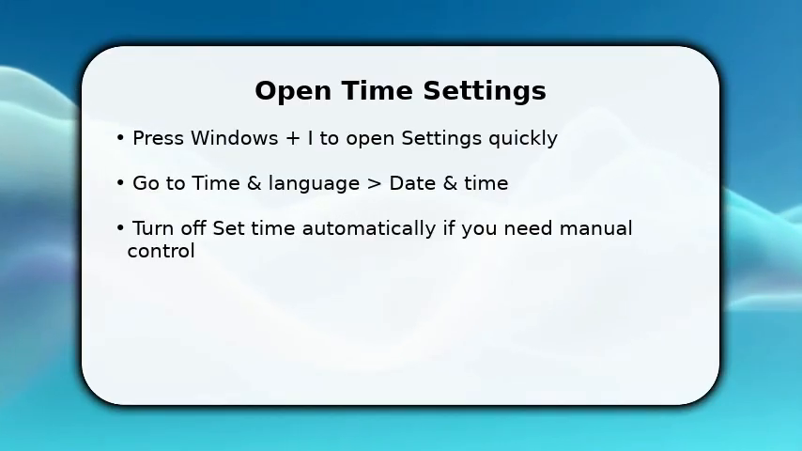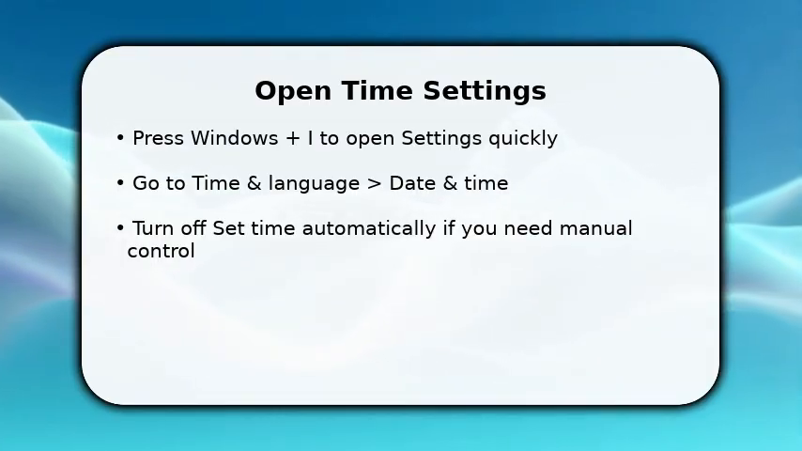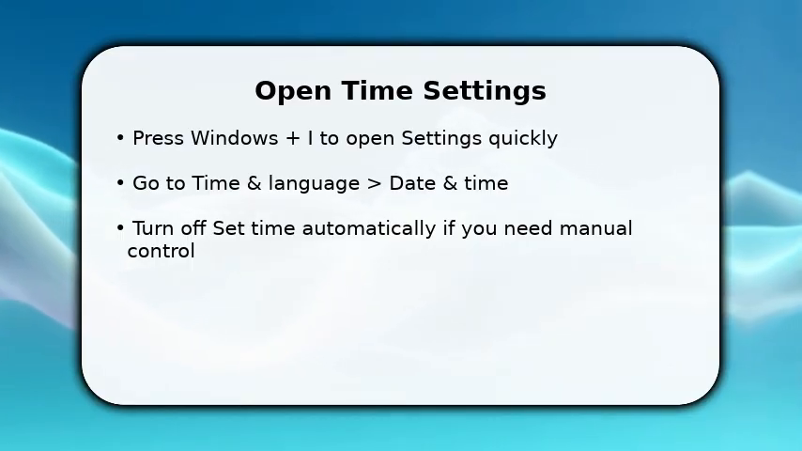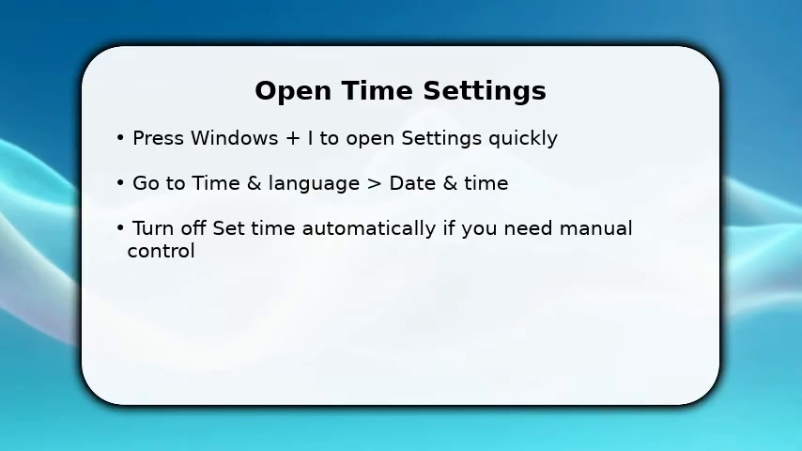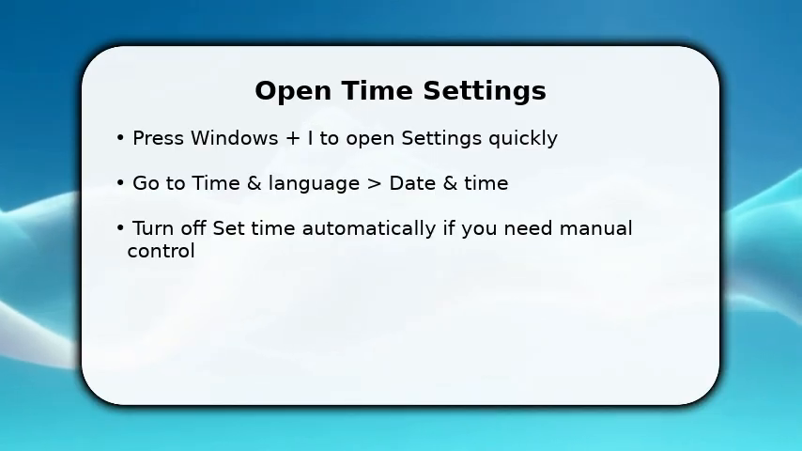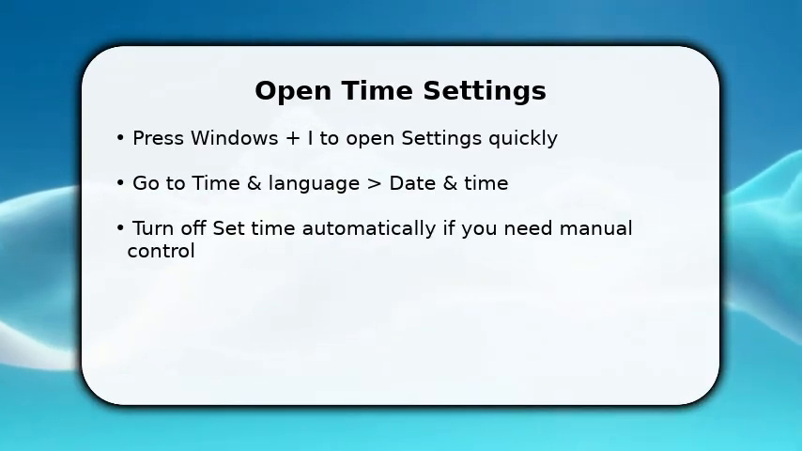You're starting now. Open Settings with Windows plus I and navigate to Time and Language, Date and Time. Why here first? Because Windows links clock, apps, and network time to these controls. Once in Date and Time, make sure Automatic Time is off so manual edits stick. This prevents background sync from overriding your changes.